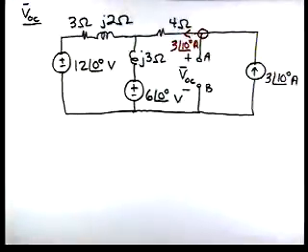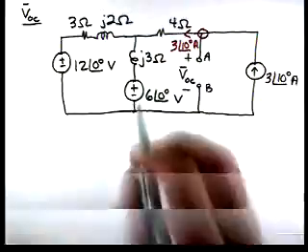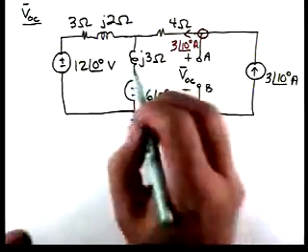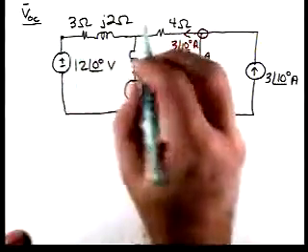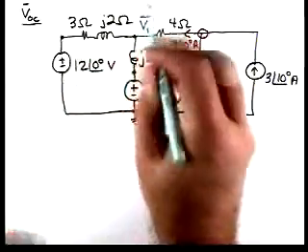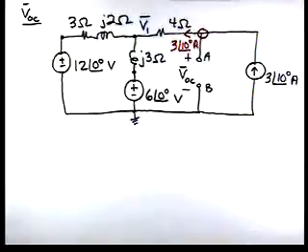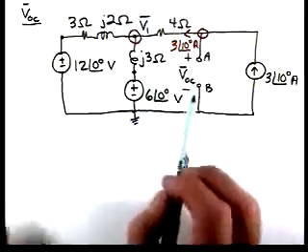Which technique should we use? We could do mesh analysis with two meshes. We could do nodal analysis. For instance, if we pick this as a reference node, there's a node voltage that is known, and another node voltage that is known. Then our only unknown node voltage is V1. If we apply Kirchhoff's current law at that node, we can find V1, and from that we can backtrack and get VOC.